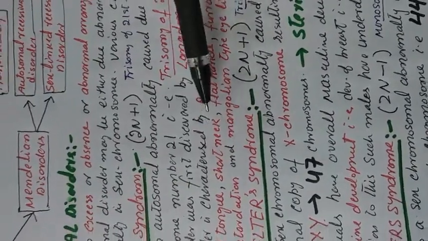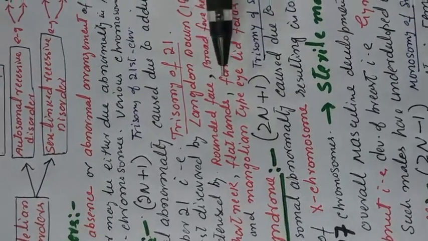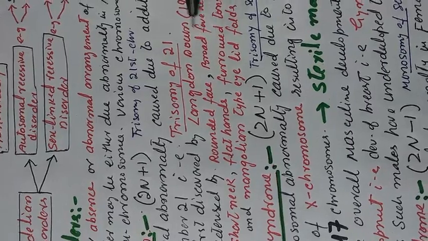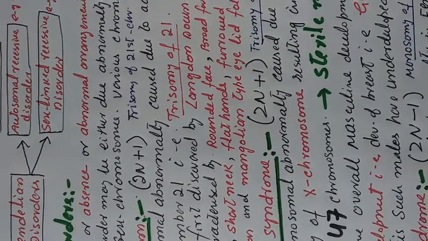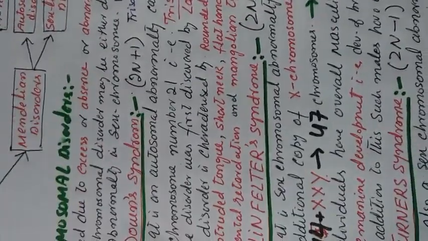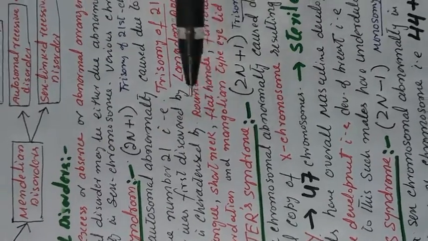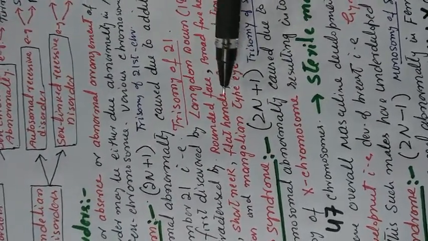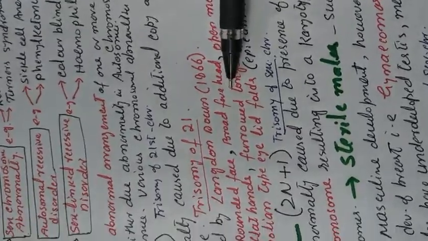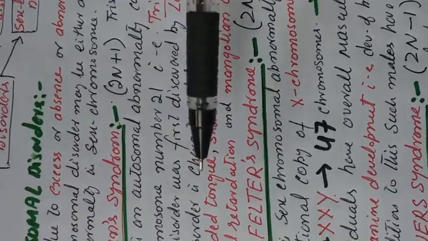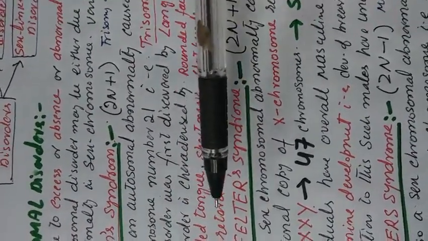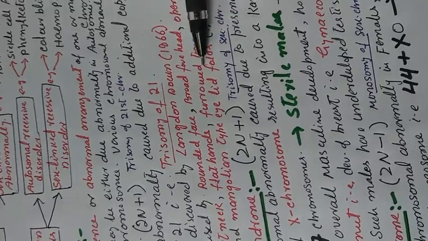The disorder was first discovered by a scientist known as Langdon Down in 1866, and accordingly this disease is called Down's syndrome. This disorder is characterized by a rounded face, broad forehead, and open mouth. In addition, the child suffering from Down syndrome has a protruded tongue with a short neck and flat hands, as well as a furrowed tongue.